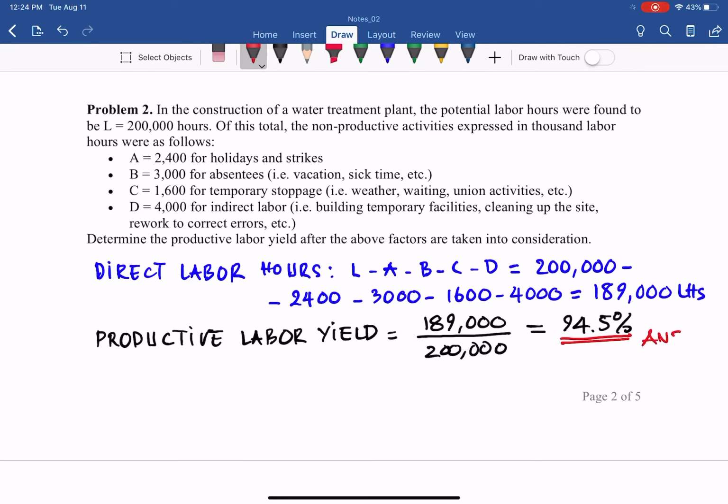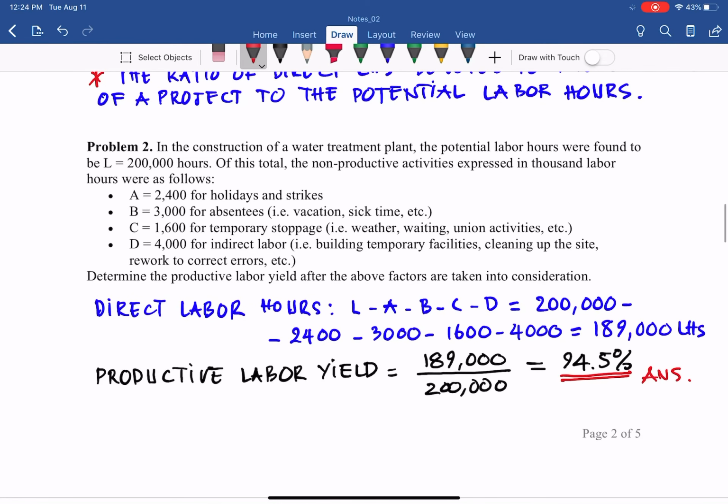What does that number say? What does that mean here? It means that 94.5% of the budgeted labor time was devoted directly to the work of the facility. So another 5.5% is potential savings if we put more of those hours into direct hours. That is the meaning of this productive labor yield.